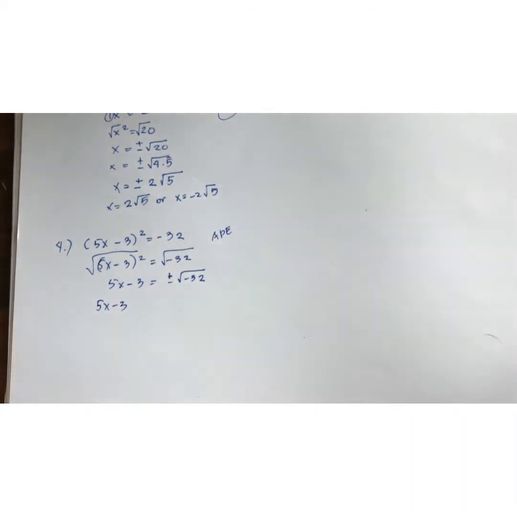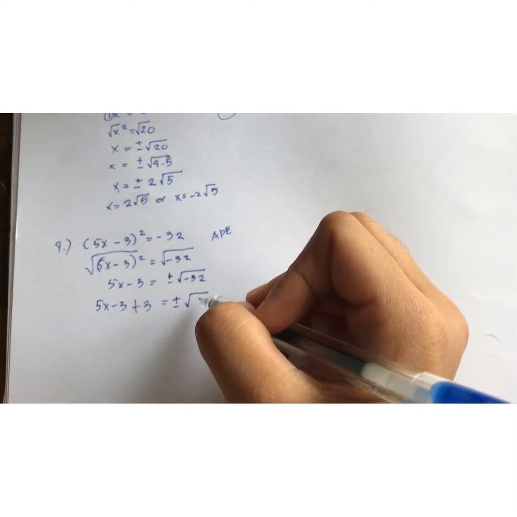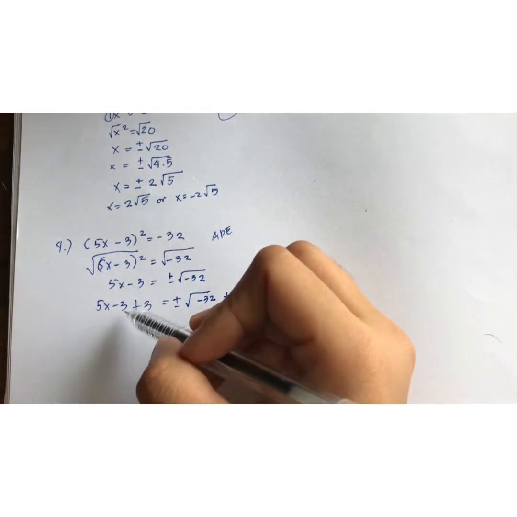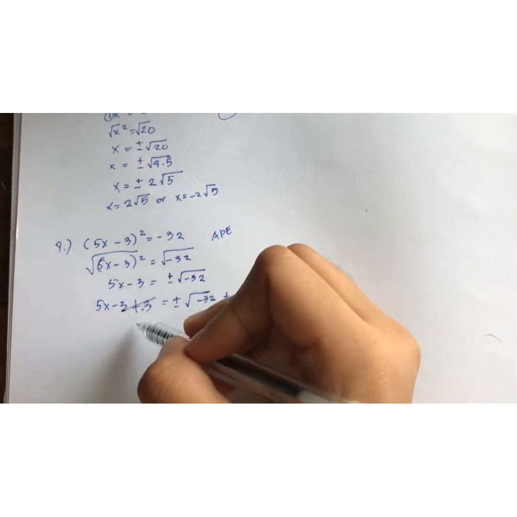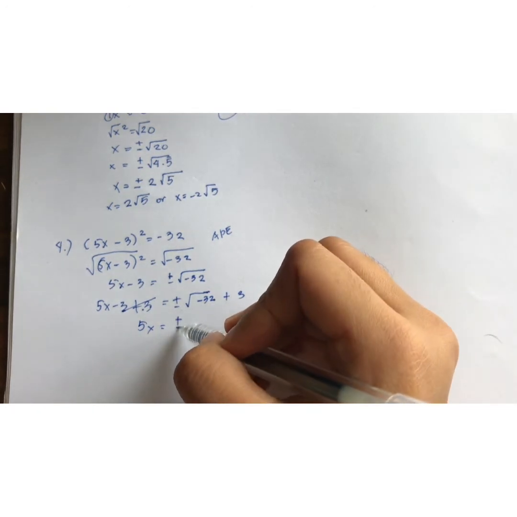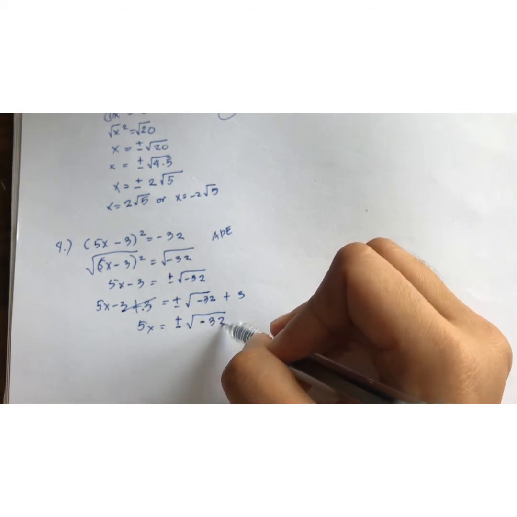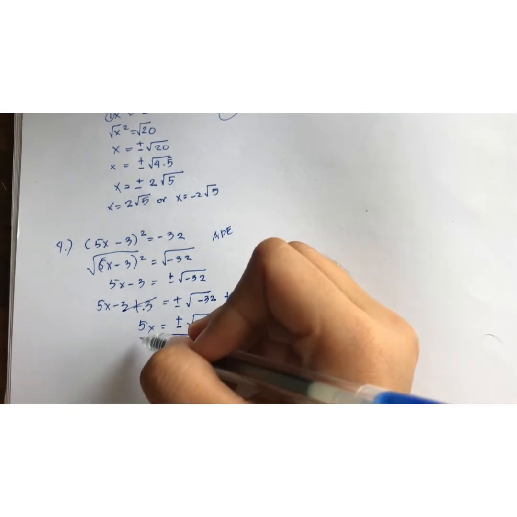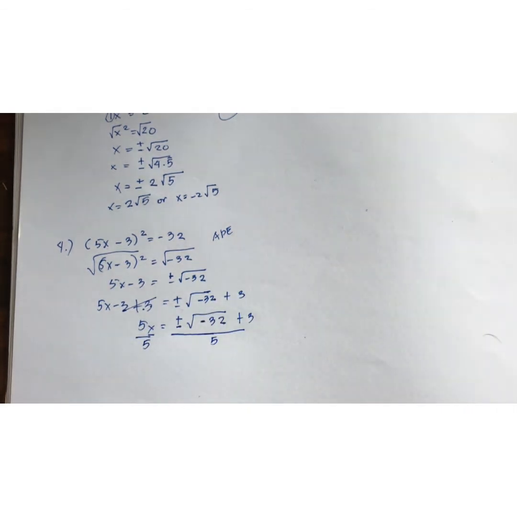5x minus 3 plus 3 equals positive and negative square root of 32 plus 3. So, negative 3 plus 3 becomes 0. So, ang bilin na lang is 5x. And on the right side, we have positive and negative square root of 32 plus 3. Divide na pud nato ng 5 by 5 para si x na lang ang mabilin.